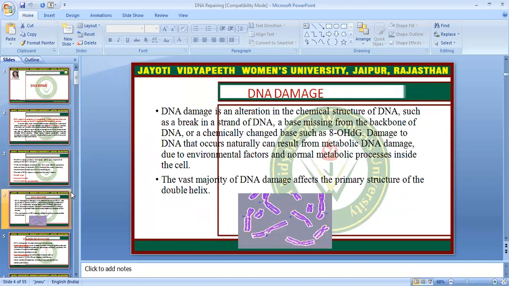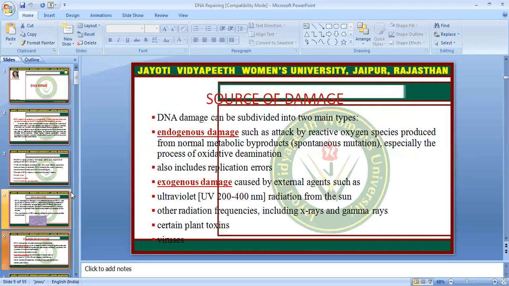DNA damage is an alteration in the chemical structure of DNA, such as a break in a strand of DNA, a base missing from the backbone of the DNA, or a chemically changed base such as 8-OH-dG. Damage to DNA can occur naturally, resulting from metabolic processes and environmental factors, and from normal metabolic processes inside the cell. The vast majority of the DNA damage affects the primary structure of the double helix.